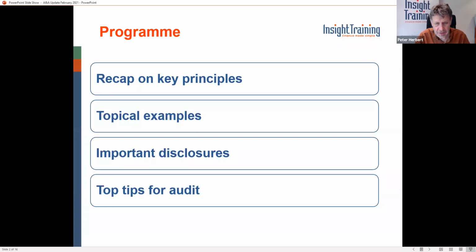Here's the running order. We're going to start off with a recap on the key principles of accounting for provisions for liabilities within section 21 of FRS 102. We're going to look at some topical examples. We're going to think about some important disclosure notes and finish off with some top tips for external auditors. Let's start off with those key principles.